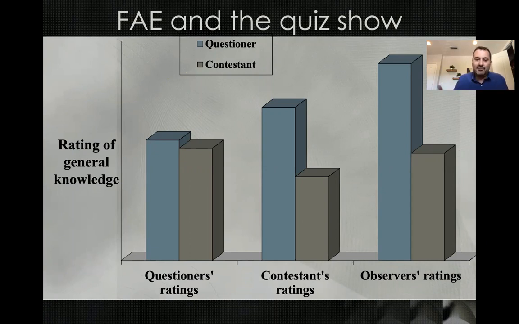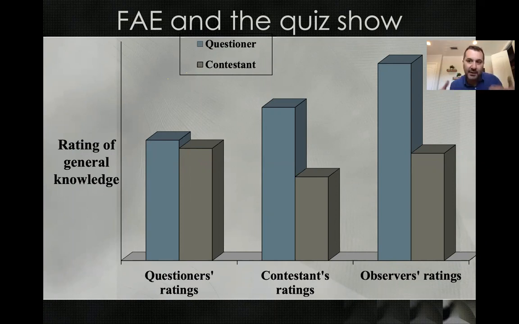So the only reason that the questioners knew more of the answers is because they had to know the answers. Those are the only questions they were allowed to come up with. If we were behaving rationally, we would realize that, but that's the only reason the questioner knows all the answers, the contestant doesn't. And if we were unbiased, we would correctly state that the questioner and contestant had about the same level of knowledge.